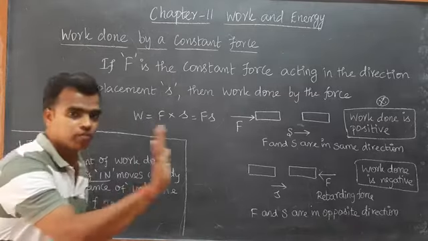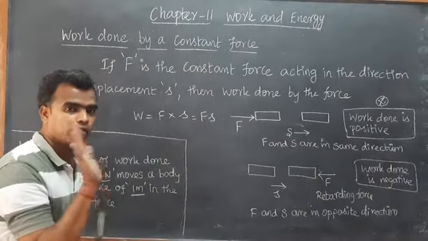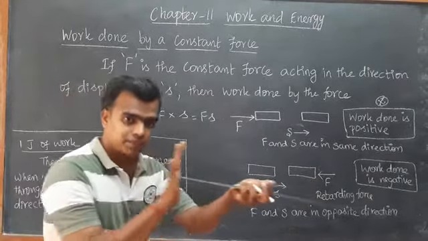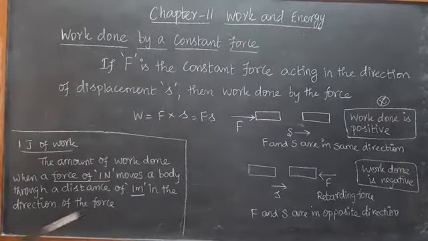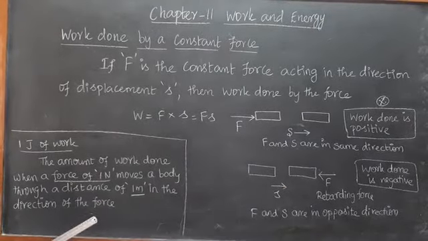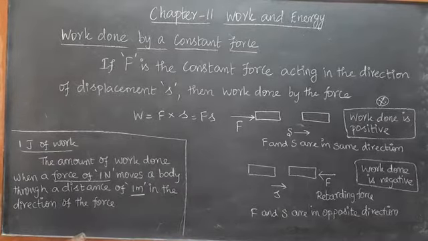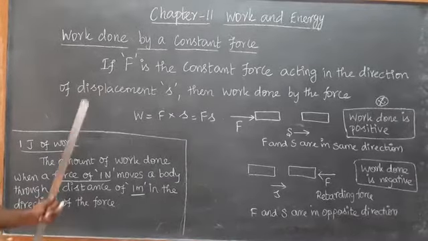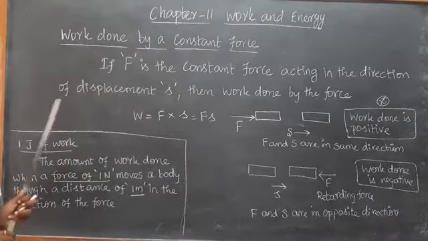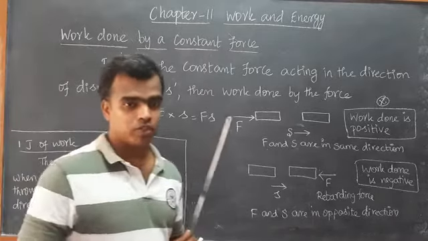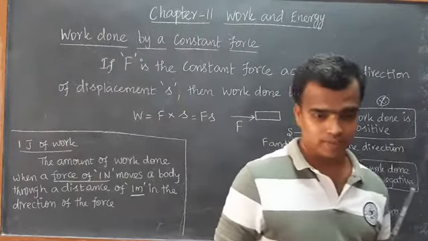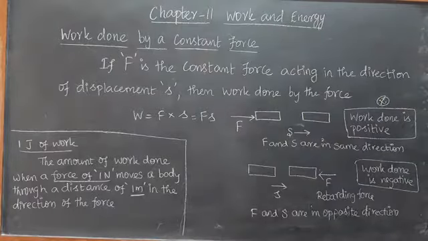So 1 Newton force I am applying, due to that the body is displaced 1 meter in the direction of the force. Then we can say that this is 1 joule of work, right? I hope you understand well work done by constant force. W is equal to F into S, right? Thank you. See you in the next video.